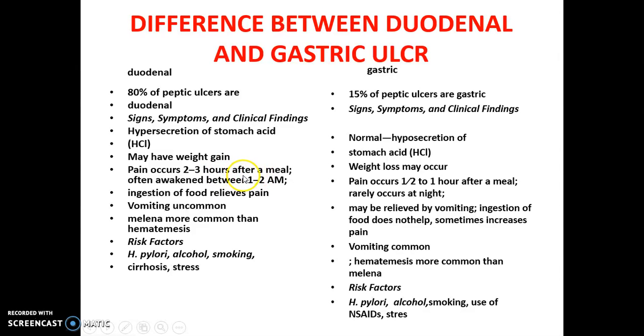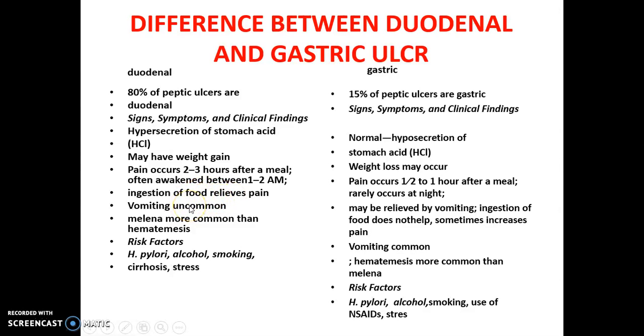it is duodenal ulcer. Then ingestion of food relieves pain. When the patient has pain and takes food and the pain is relieved, it means it is duodenal ulcer. But in gastric ulcer, pain may be relieved by vomiting. Intake of food does not help, and sometimes increases pain. So in gastric ulcer, if you take food the pain will not go, sometimes it will increase, but after vomiting the patient may get relief. But in duodenal ulcer, after taking food, the patient may get relief.